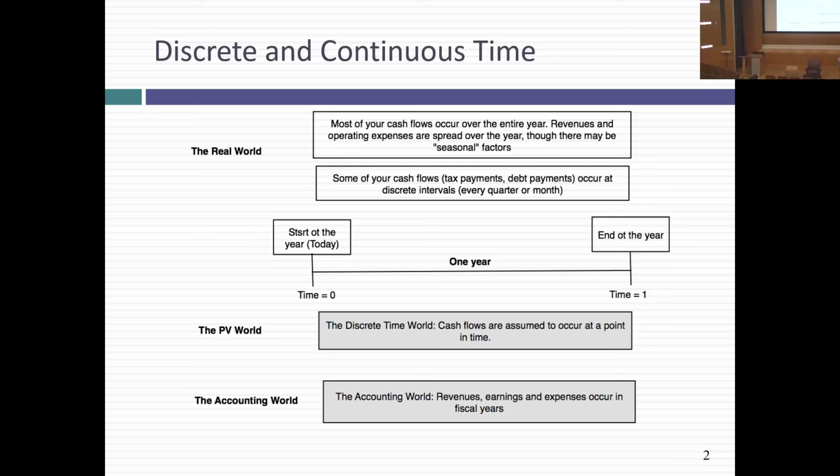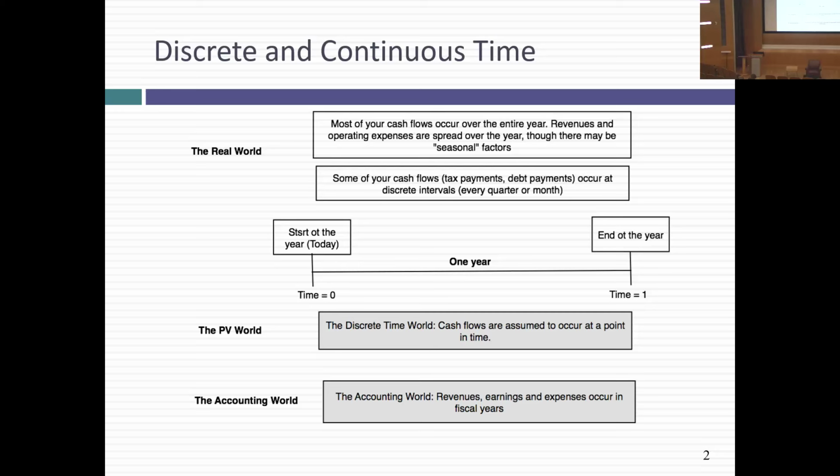So anybody have any ideas on what people do to counter the fact that things don't happen at the end of the year? What do you see used as a counter? Or mid-year, a lot of people do things with what's called a mid-year convention. So rather than say your cash flows happen at the end of year one, end of year two, they say it's the end of half a year, 1.5 years, 2.5 years. They think they're making some amazing leap by doing this.